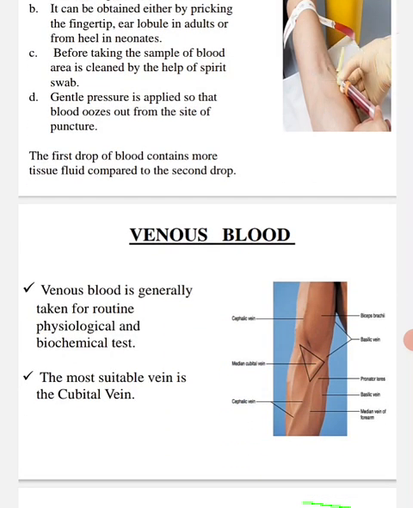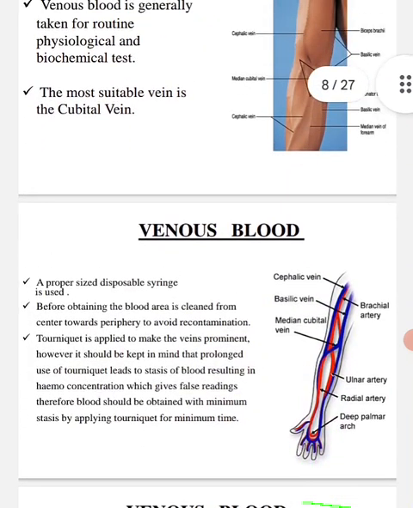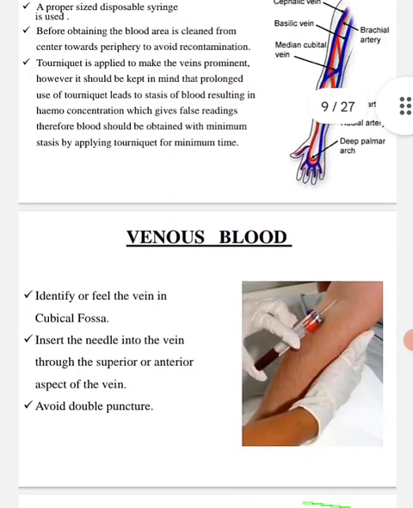Venous blood. Venous blood is generally taken for routine physiological and biochemical tests. The most suitable vein is the cubital vein. A proper size disposable syringe is used. Before obtaining the blood, the area is cleaned from the center towards the periphery to avoid recontamination. The tourniquet is applied to make the veins prominent. However, it should be kept in mind that prolonged use of the tourniquet leads to stasis of blood, resulting in hemoconcentration, which gives false readings. Therefore, blood should be obtained with minimum stasis by applying the tourniquet for minimum time.